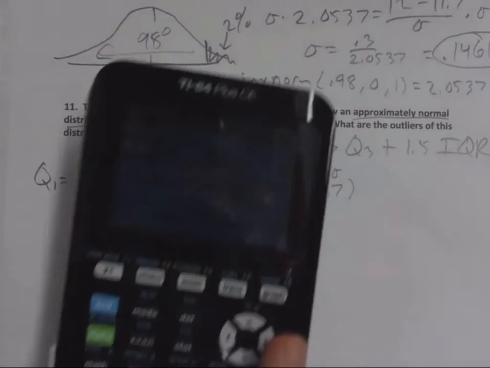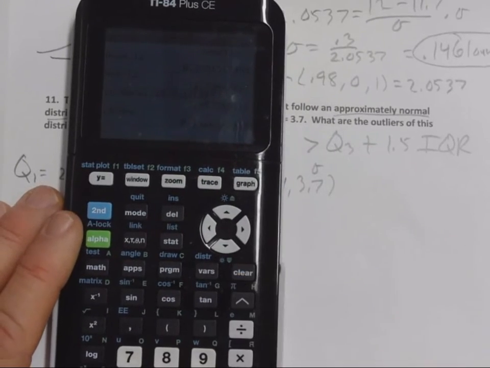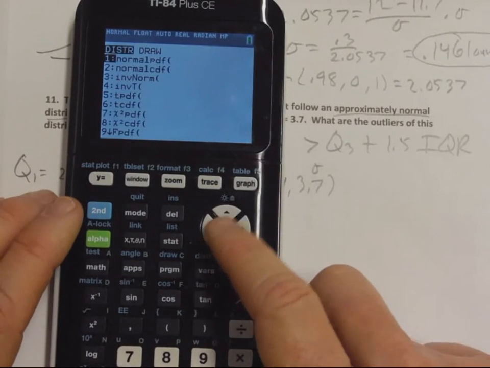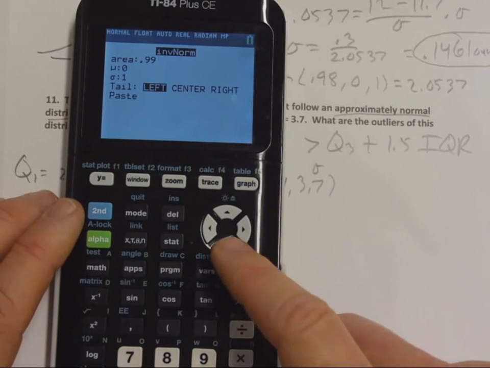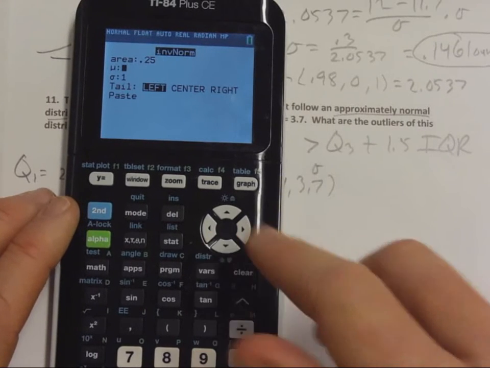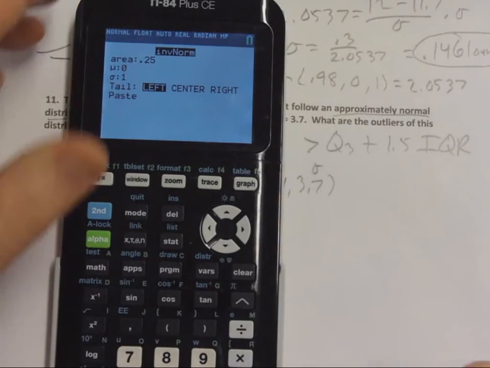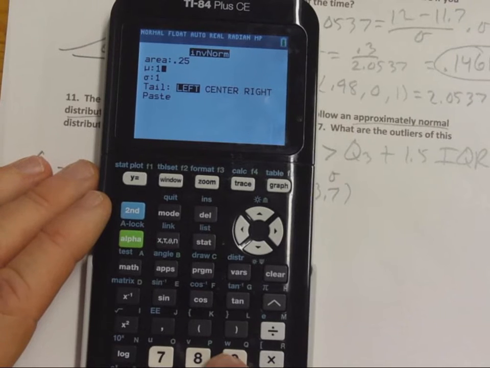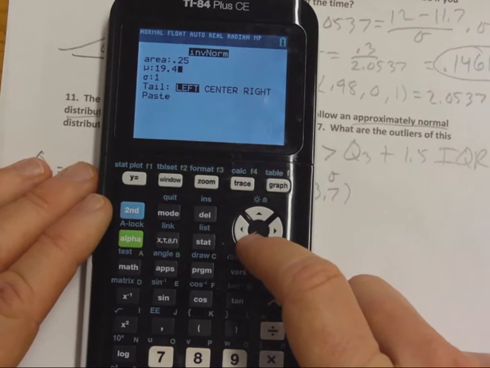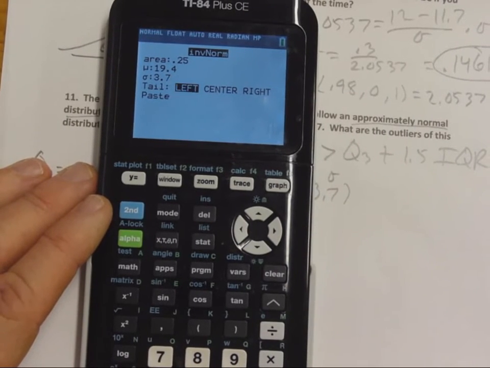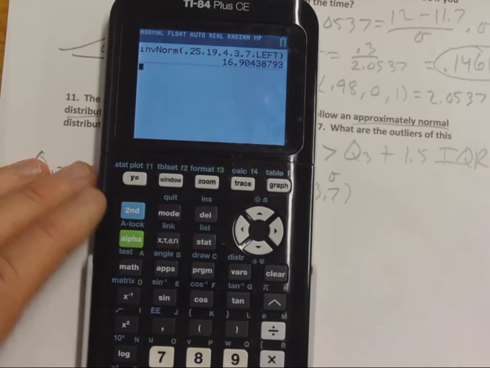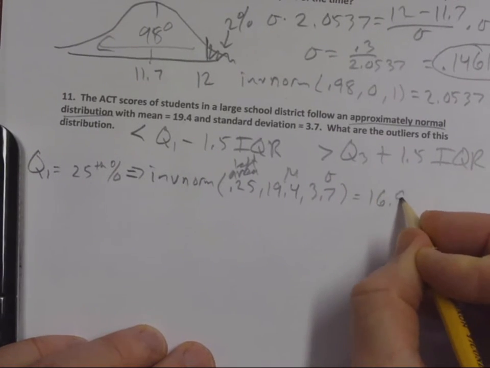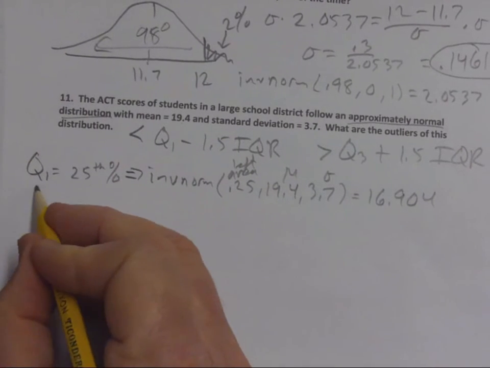Once again, we will go to second VARS, which is distribution. So if I go to second VARS, distribution, and go to inverse norm, and so this is 0.25, that will tell me the 25th percentile, in other words, Q1. And so our mean is 19.4 and then 3.7, and so we're going left area as always, and then 16.904. So this is equal to 16.904.